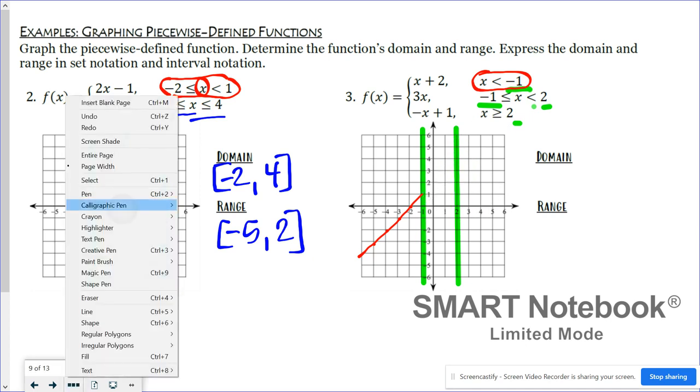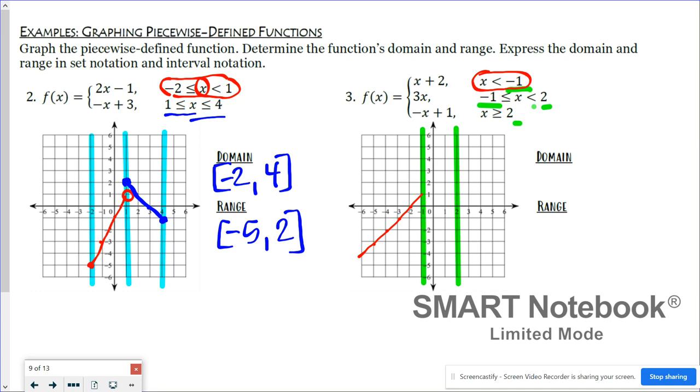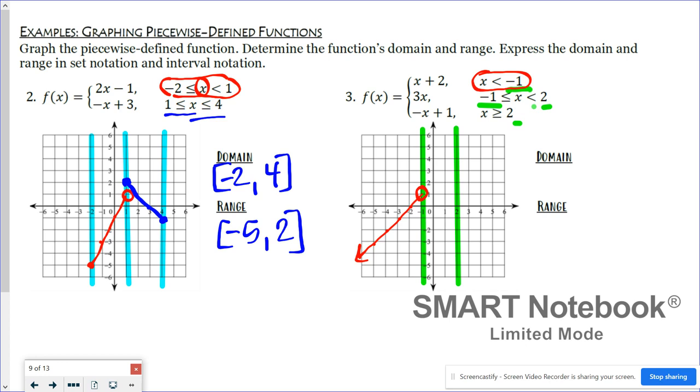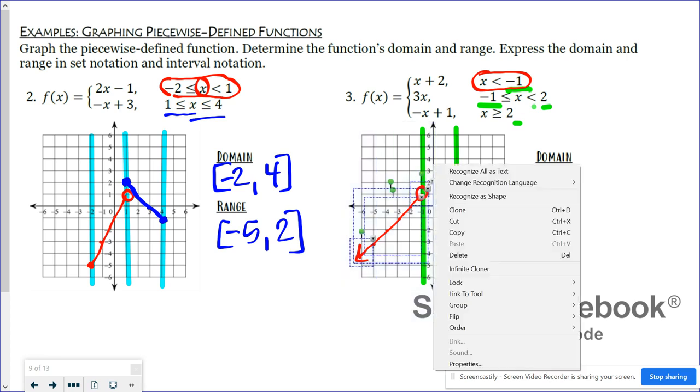So now I just need to consider what is happening at the fence. Well, x is less than -1. So that means I'm drawing an open circle where it's on the fence. Perfect. Now I'm all ready to graph the next piece of my line.